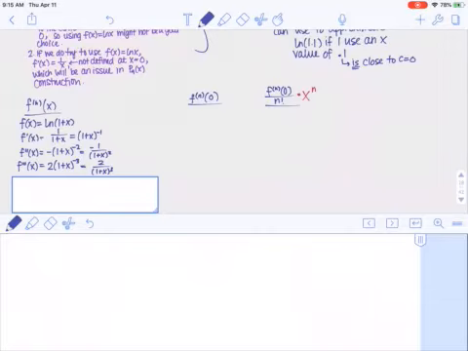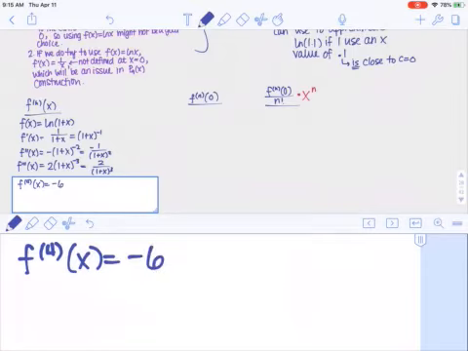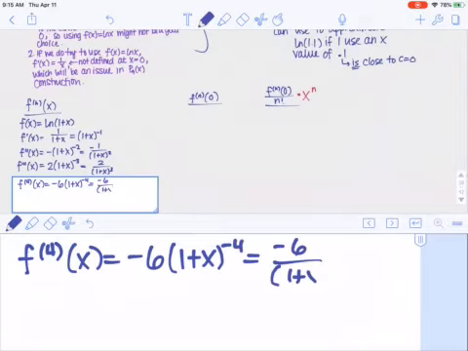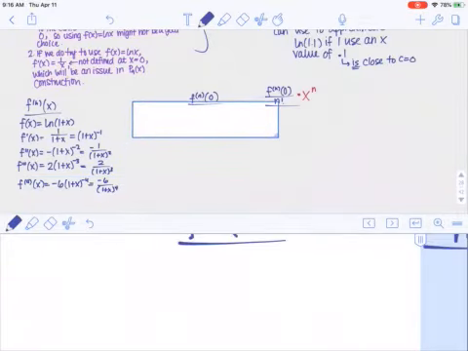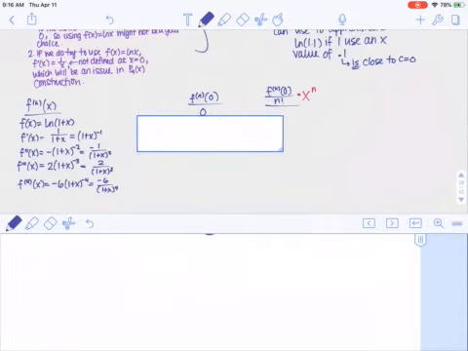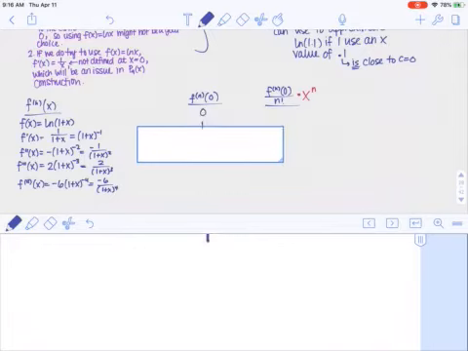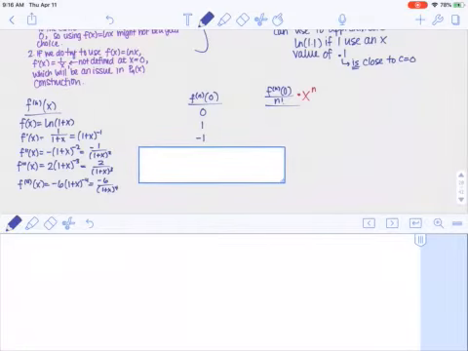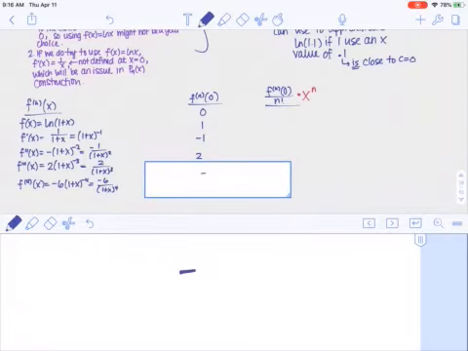And finally, my fourth derivative would be negative 6 times 1 plus x to the negative 4th, or negative 6 over 1 plus x to the 4th. Okay, and now my job is just to plug in 0 for all these, and that's not so bad. If you plug in 0, you have natural log of 1, which is 0. If I plug in 0 here, I'm going to get 1. If I plug in 0 for x for the second derivative, I'm going to get negative 1. If I plug in 0 for the third derivative, I'm going to get 2. And if I plug in 0 for the fourth derivative, I'm going to get negative 6.